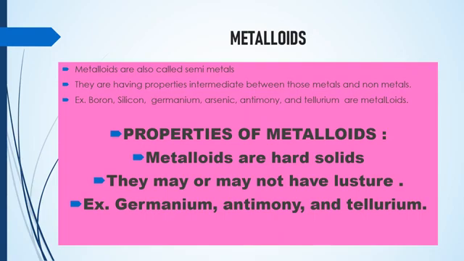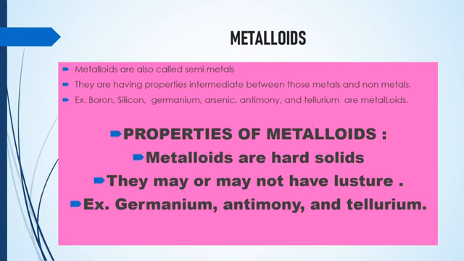These metalloids are also called semi-metals. They have properties intermediate between those of metals and non-metals. Examples of metalloids are boron, silicon, germanium, arsenic, antimony, and tellurium. So these have properties in between a metal and non-metal. So what are the properties of these metalloids?